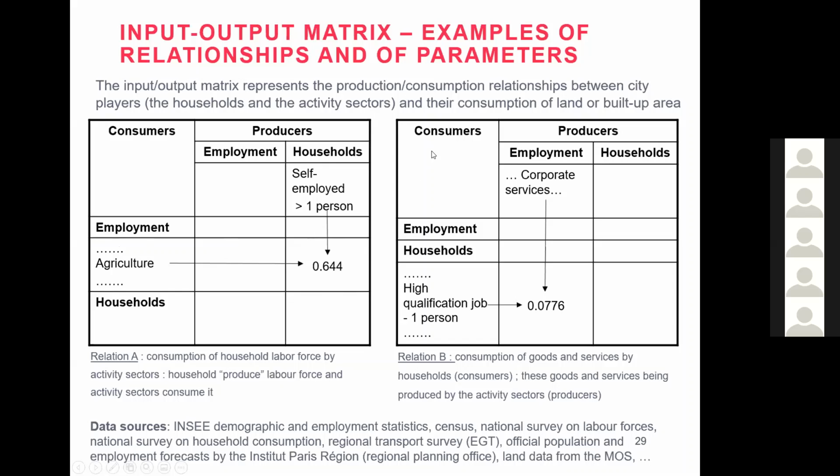A second kind of relationship computed as a basic component is another production-consumption relationship. This time it is people in the households consuming services, retail and goods from different activity sectors. Again, you have one parameter for the current situation, the 2016 situation, and again this parameter is computed from, for example, the National Survey on Household Consumption, and also some statistics of the Institut Paris Région, the Regional Planning Office, etc.